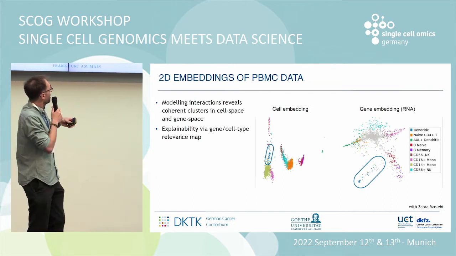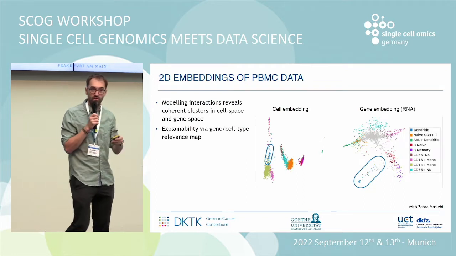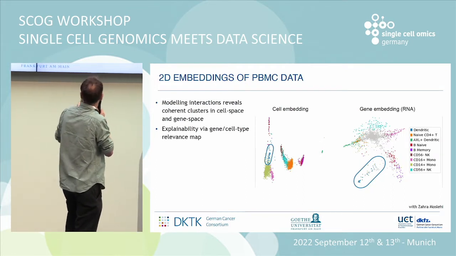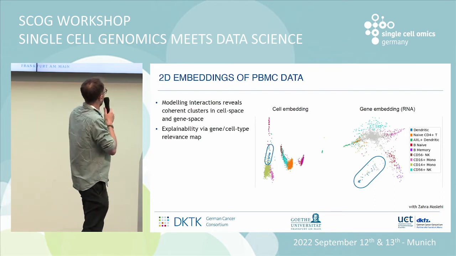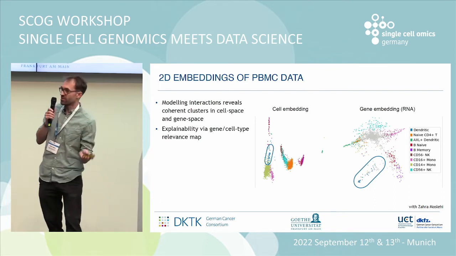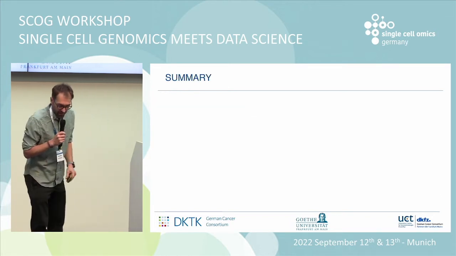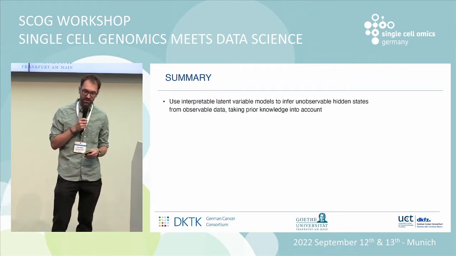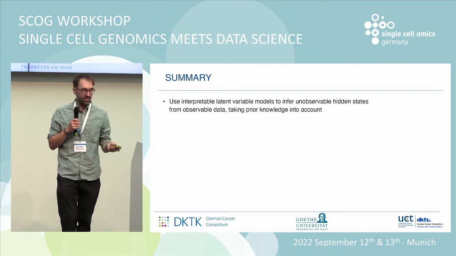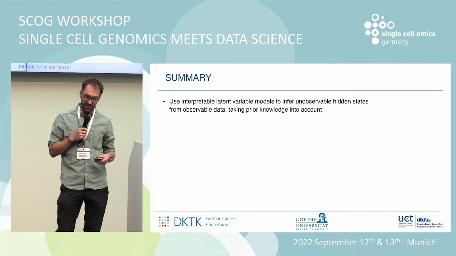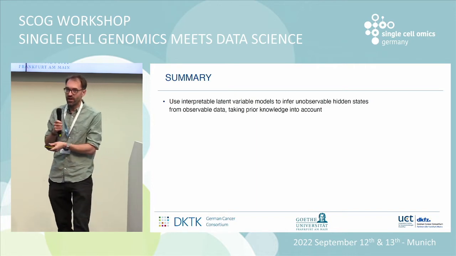and that allow you to directly complete the network, because we know now from this joint inference that they also are tightly connected with each other. So it's basically a complementary way of looking at the gene space and the cell space simultaneously. And with that, I'd just like to summarize quickly that these latent variable models can be used to infer unobservable hidden states in an interpretable manner if we take this prior knowledge into account.